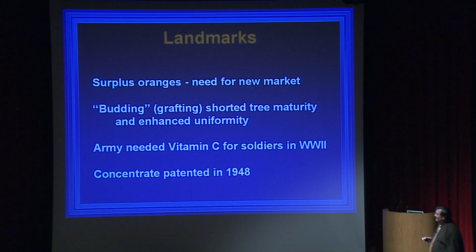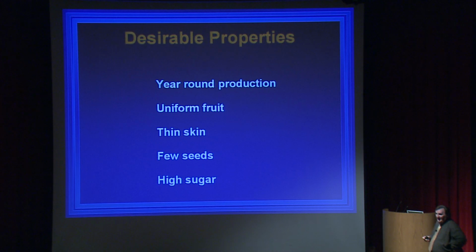But also there was the need in World War II for more vitamin C to get to the soldiers, and the concentrate process was patented in 1948. And so that means, because most of the oranges are made for juice, not for eating, these are the physical properties that have become important. And you can breed oranges to have these properties, and this has shrunk the number of strains of Florida oranges.